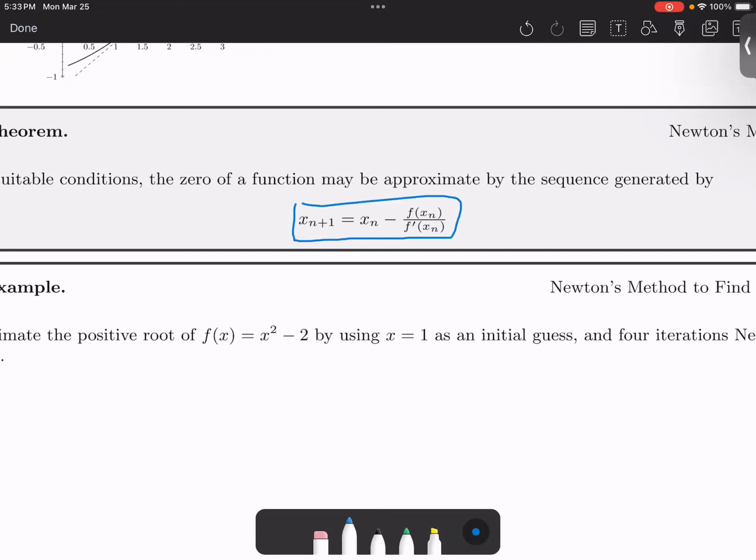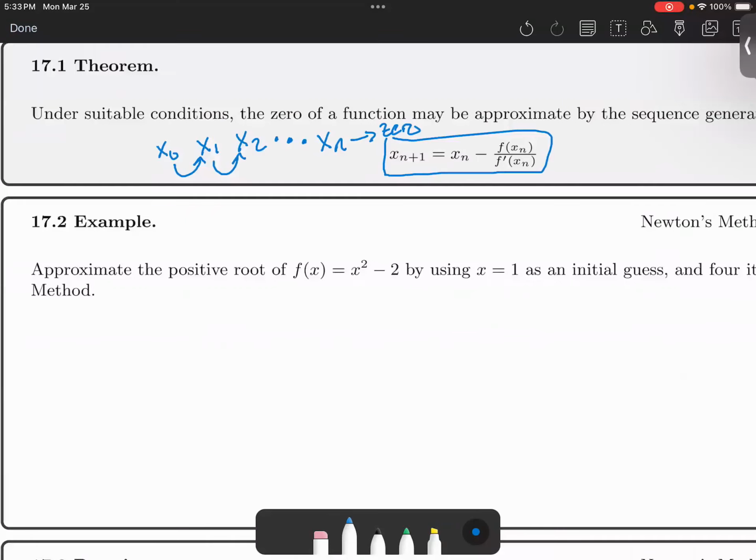Recursive meaning that it's going to start with a value, and then that value is going to lead us to another value. And that value is going to lead us to another value. It's going to generate this sequence of x values, and those x values are going to zoom in on the zero. As we keep doing this over and over again, it's going to generate a sequence that converges to what we're looking for. So let's just write down this recursive definition because we're going to use it.